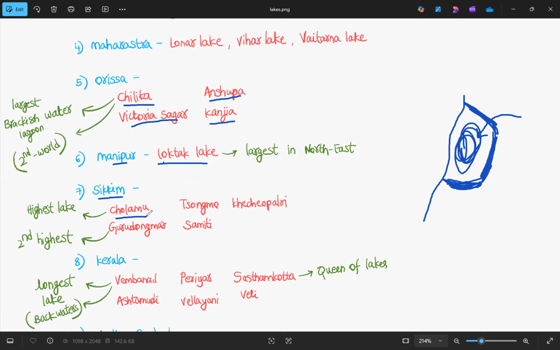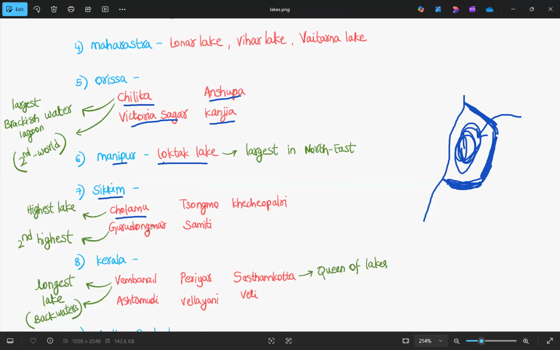Why? Because it is situated at an altitude of almost 17,487 feet. So this is the highest lake, and what is the height? Almost 17,500, or precisely 17,487 feet. That is why this is the highest lake in India, and it is situated in the state of Sikkim. Cholamu Lake, Sikkim, the highest lake in India.